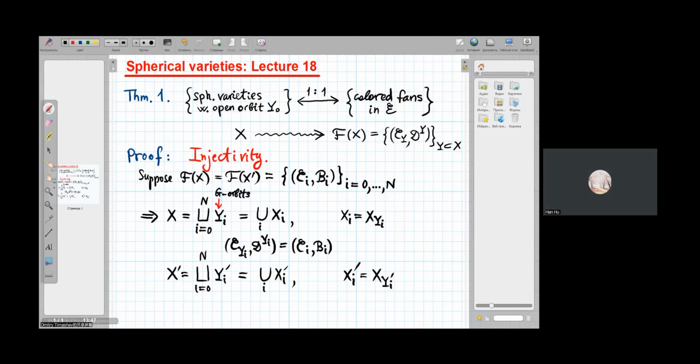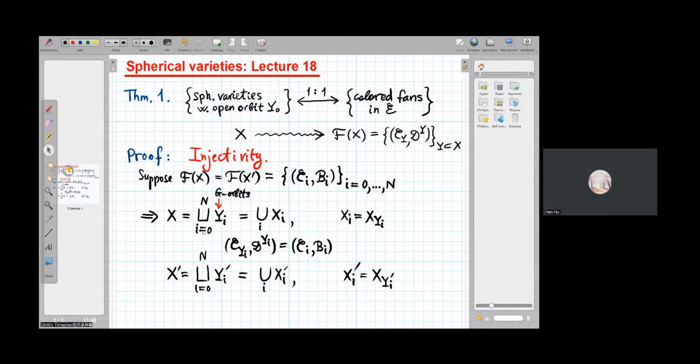Okay. What closure contains Y sub I? So what is this notation? This notation is a set of points such that the closure of the orbits contains Y I. Exactly. So this is the definition of this guy. So the union of all orbits whose closure contains this given orbit Yi prime. Okay. And the colored cone corresponding to each of these orbits is the same one.